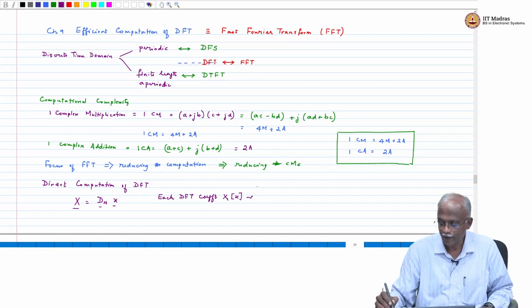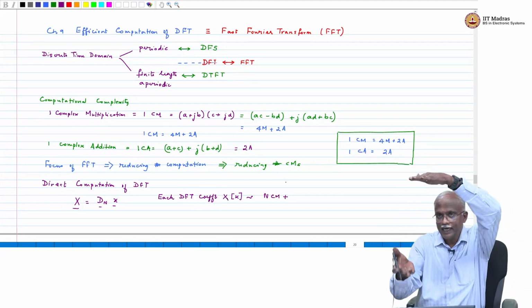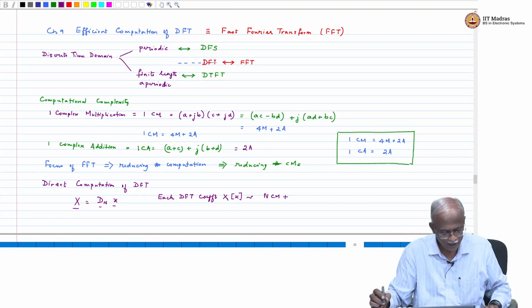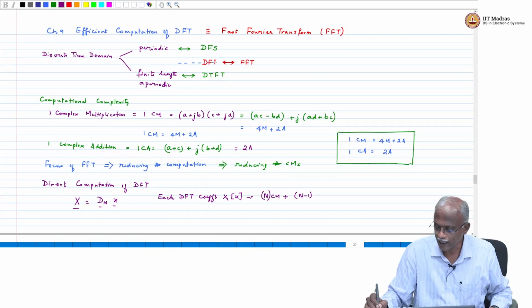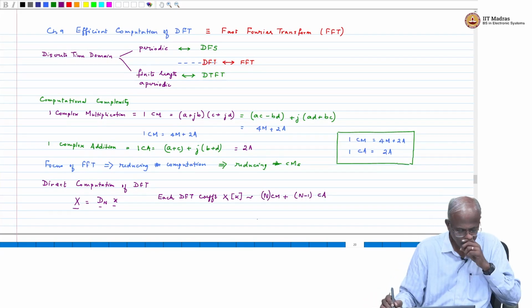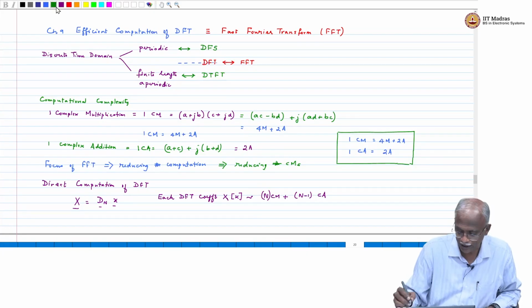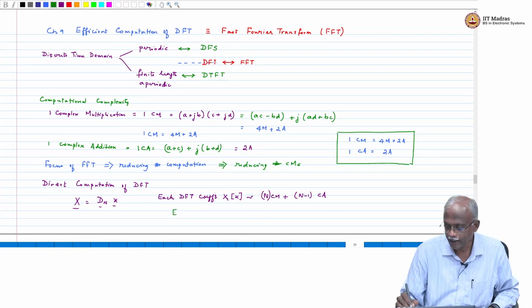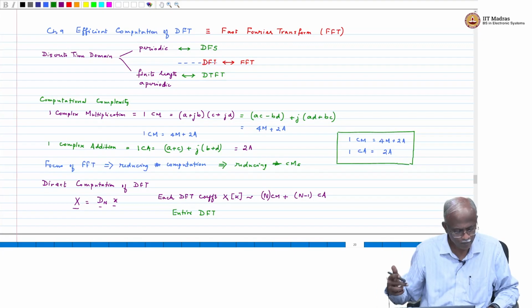N complex multiplies, because there are n elements in the row, n elements in the column, and you're adding n terms. So basically there are n minus 1 complex additions. Okay. Now, how many DFT coefficients are there? Total n DFT coefficients are there. So for the entire DFT, that means x of 0 to x of n minus 1.